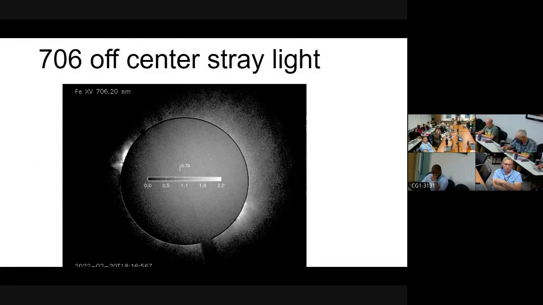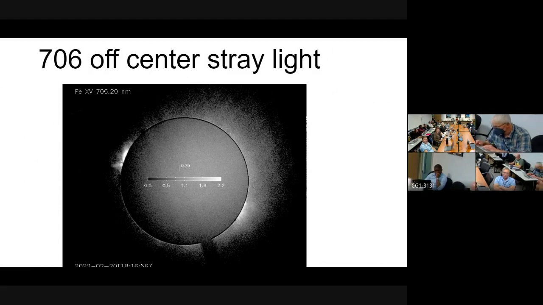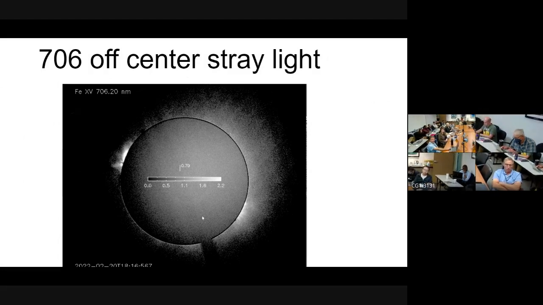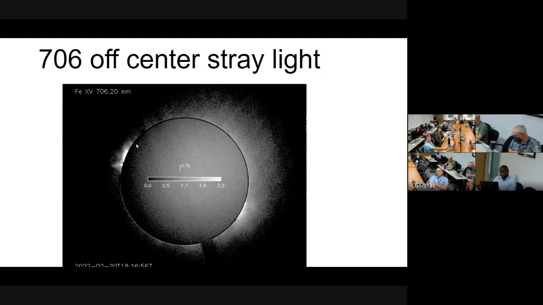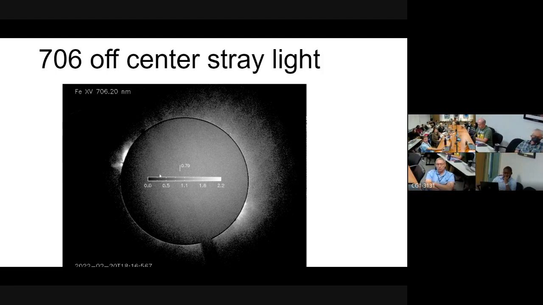And then we have this strange issue where we get stray light that seems to be coming in off the flats in the 706. There's an off-centered blob of light that seems to be there in most of our 706 measurements. We don't really understand the exact source of it.